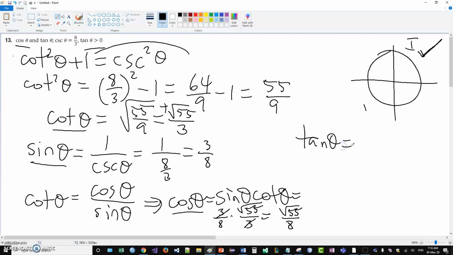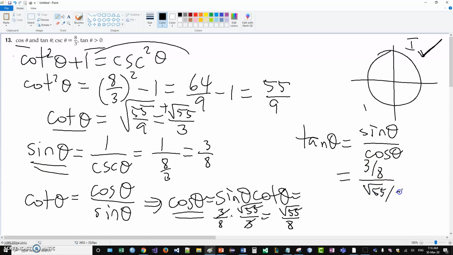Tangent theta equals sine theta over cosine theta. This is cosine theta and this is sine theta. So 3 over 8 over square root of 55 over 8. So 3 over square root of 55 equals 3 square root of 55 over 55. Please pause the video and go over this one more time.